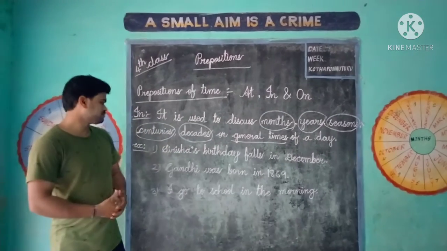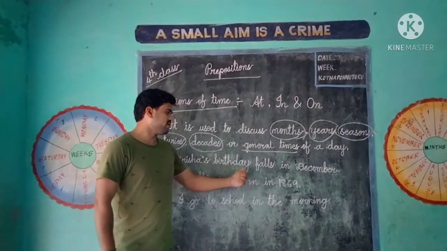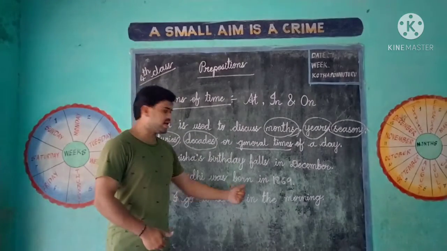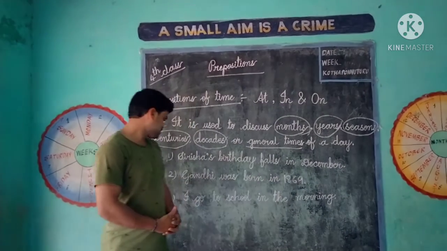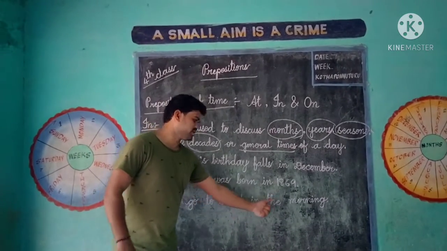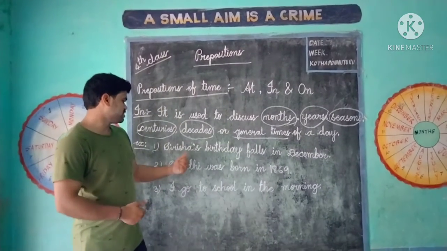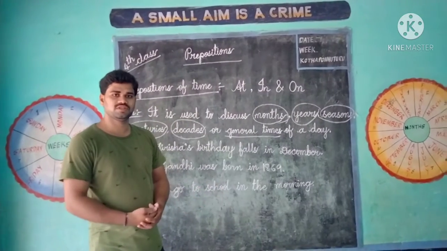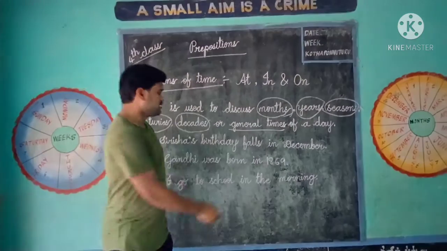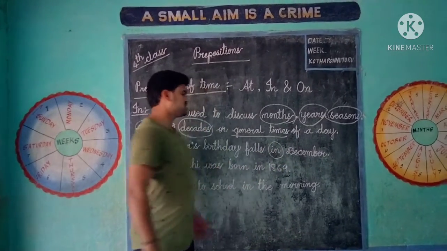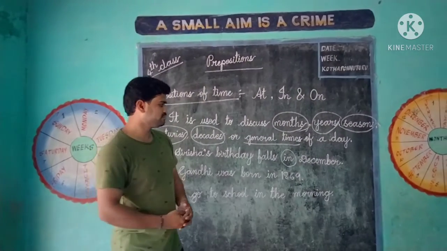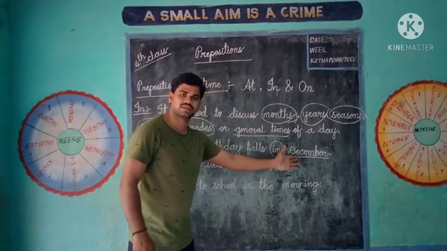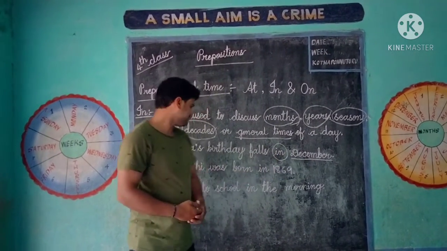For example, Sirisha's birthday falls in December. Gandhi was born in 1869. I go to school in the morning. First one. Sirisha's birthday falls in December. What's the preposition here? Yes, in. Here the preposition in is placed before the word December. December is a month. Before a month it is placed here.